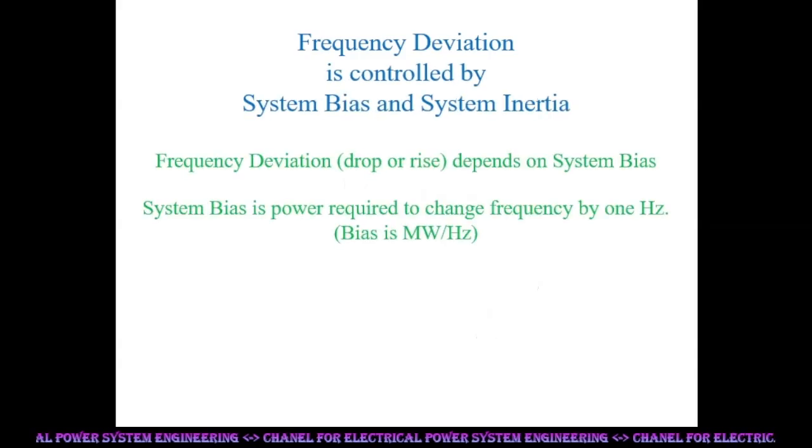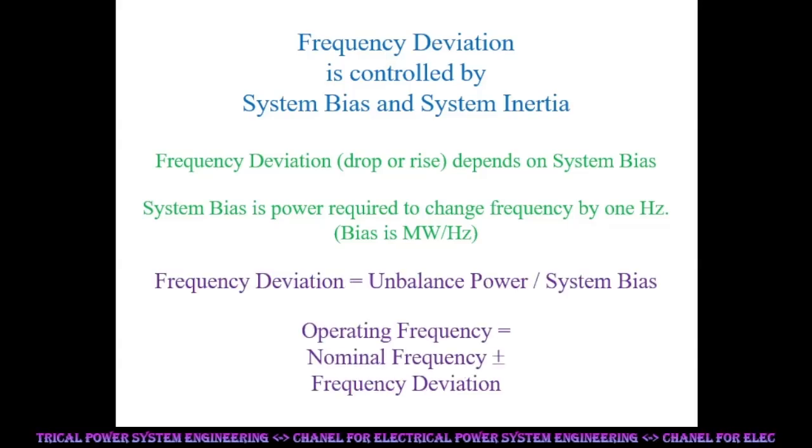Frequency deviation is controlled by system bias and system inertia. Frequency deviation, drop or rise, depends on system bias. System bias is the power required to change frequency by 1 Hz. Bias is system specific and is about 3 to 4% of the system demand depending upon load mix. Frequency deviation is equal to unbalanced power divided by system bias. And operating frequency is equal to nominal frequency plus or minus frequency deviation.